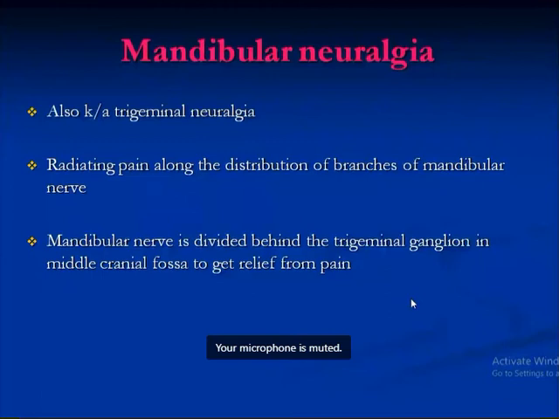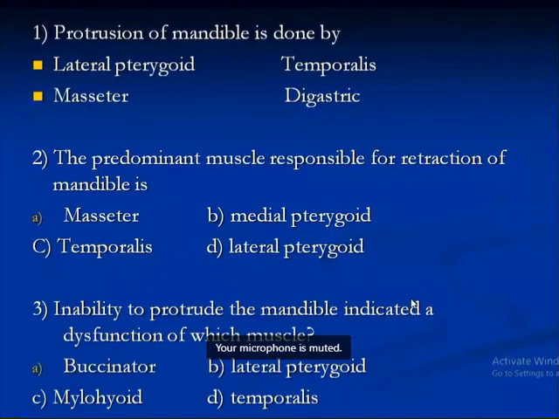I've already told you about mandibular neuralgia also. This is the radiating pain which will occur along the distribution of the mandibular nerve. Okay. So the protrusion of the mandible is done by lateral pterygoid muscle, temporalis muscle, masseter, and the digastric.